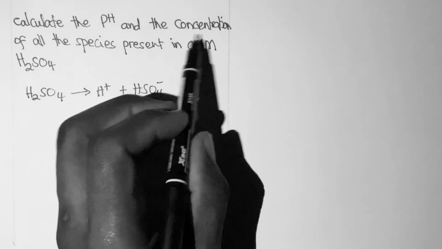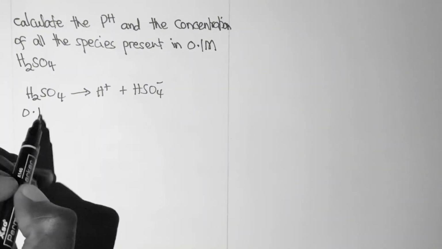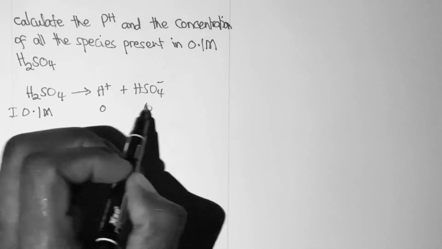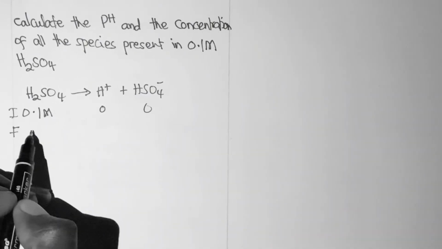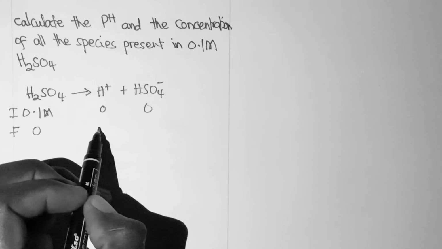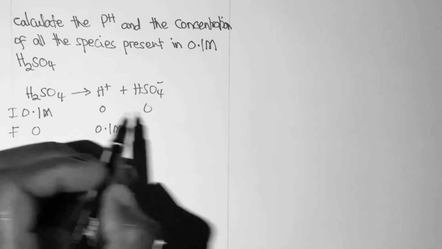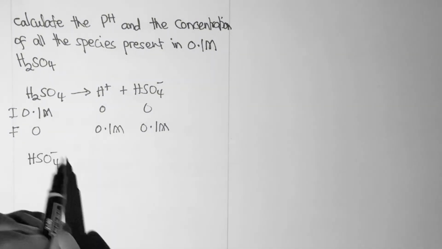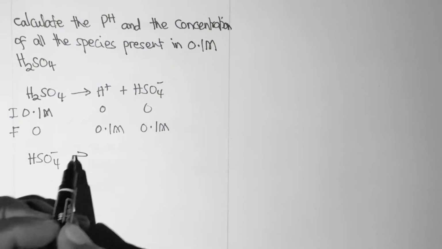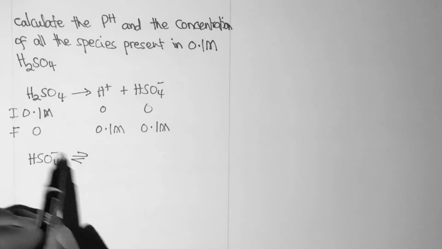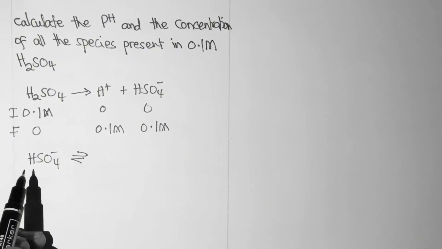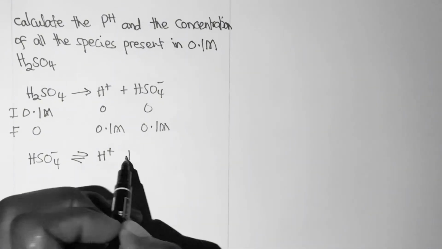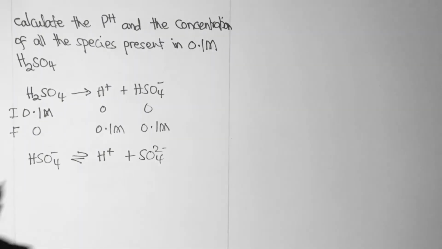Now, this one was 0.1 molar. That's the initial concentration. So here will be 0 and 0. So the final concentration here will be 0, and then here will be 0.1 molar, and this will also be 0.1 molar. So what will happen is that the HSO4 minus ion will undergo a reversible reaction, because remember this is a weak acid, so it will dissociate into the H plus ions and then the SO4 2 minus ions.